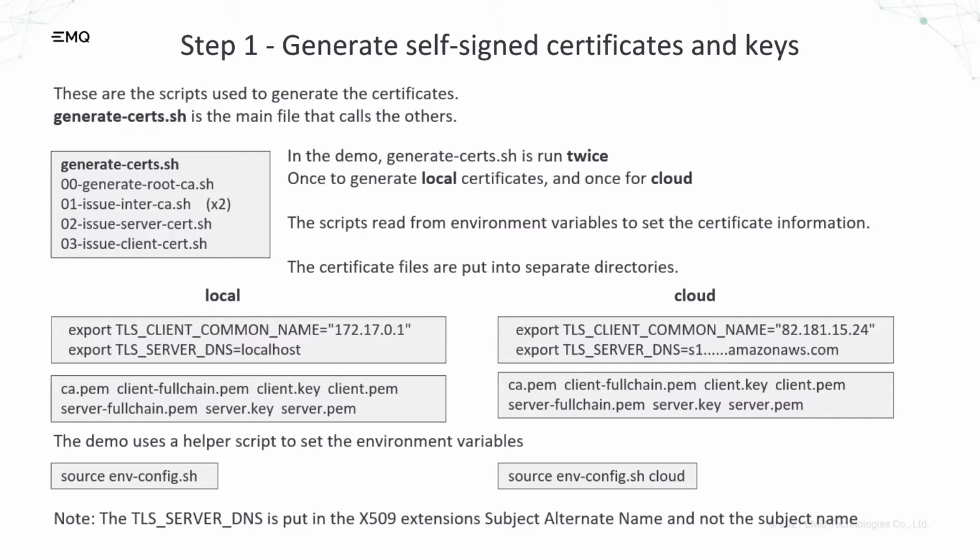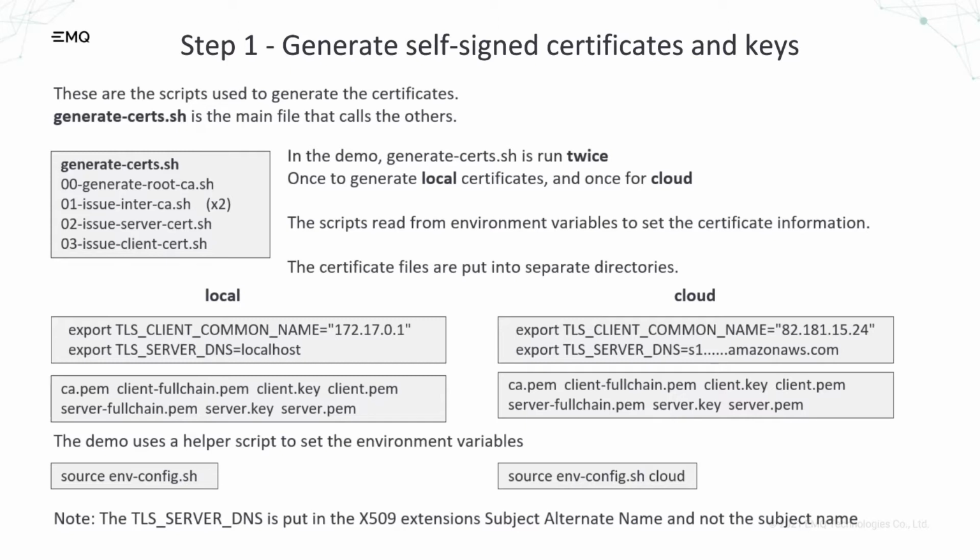The script that's used is the generate certs script, and that's a high-level script that calls the other scripts to generate the root CA plus 2 intermediate CAs, one for the server, one for the client. In this tutorial, generate certs is run twice, once to generate local certificates for the local on-prem EMQX, and once to generate certificates for the cloud.